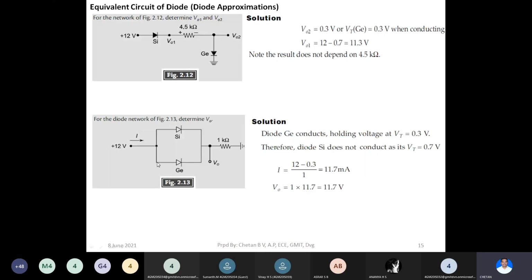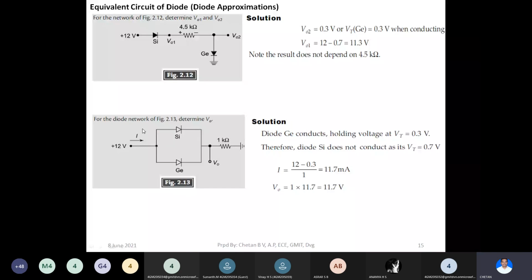Here in this figure 2.13, you again have a silicon diode and a germanium diode, but they are connected in parallel, as you can see in this diagram, right? So at one end, you have a 12 volt battery, a 12 volt DC voltage source, which is connected at the common point of both branches here. A current capital I is flowing through this. According to this circuit, we have two branches, one silicon diode branch and one germanium diode branch.